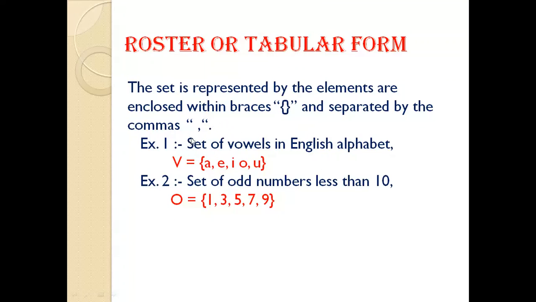Now we see examples. First example, the set of vowels in the English alphabet. So a, e, i, o, u are the vowels, enclosed in brackets and separated by commas according to the roster or tabular form. Another example is the set of odd numbers less than 10, which is 1, 3, 5, 7, 9. So here we see that 1, 3, 5, 7, 9 are enclosed in brackets and separated by commas according to our roster or tabular form.